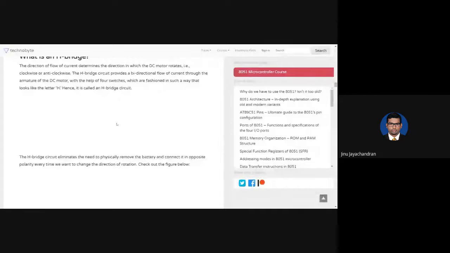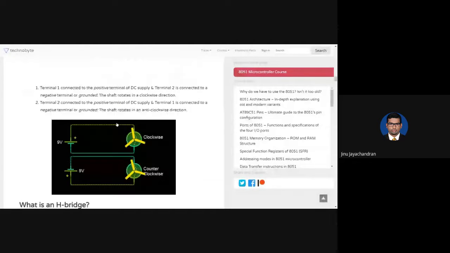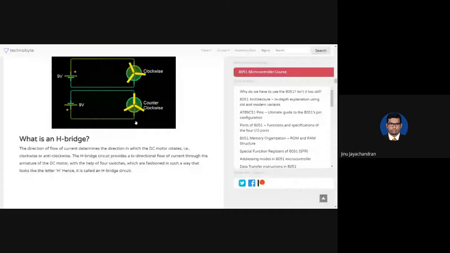For a DC motor, you see that if you give plus and minus, the DC motor will have only two terminals. If you give plus and minus to terminal number 1 and terminal number 2 respectively, it will rotate clockwise. If you reverse the polarity, it will turn counterclockwise. That's the only thing. So the target is always to change the direction of the DC motor and control the speed. That's the only two things that you can do with the DC motor.